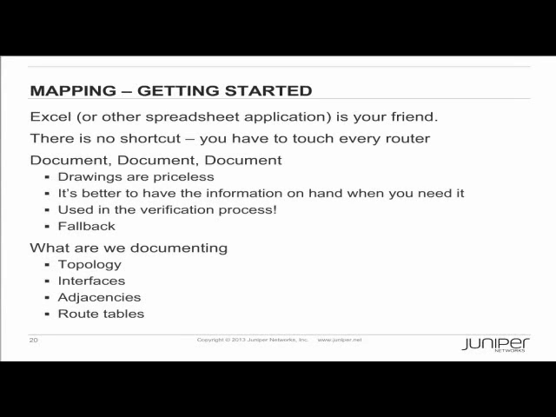You need a good network drawing. It's a great time to update your network drawings. Use a spreadsheet to capture all of your adjacencies. Use a spreadsheet to capture your route table. Most enterprise route tables are only about 100 to 200 routes. Now, if you have a larger network, I know there are some folks out there with 3,000 to 4,000 routes in their IGP.